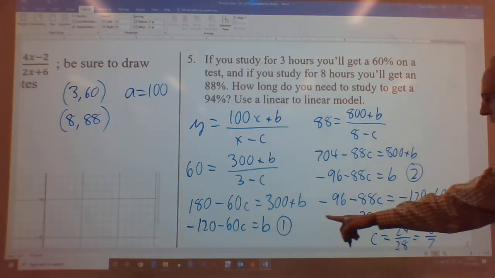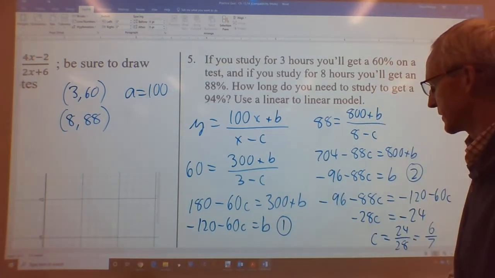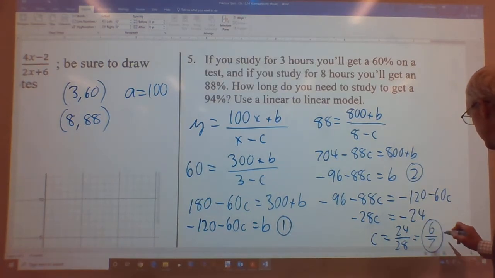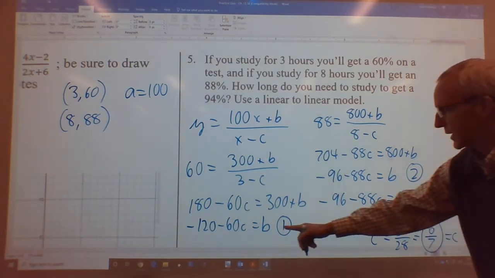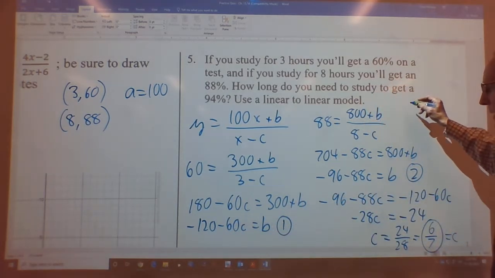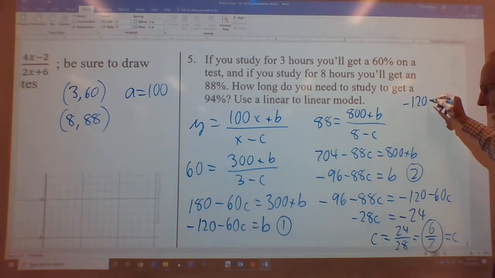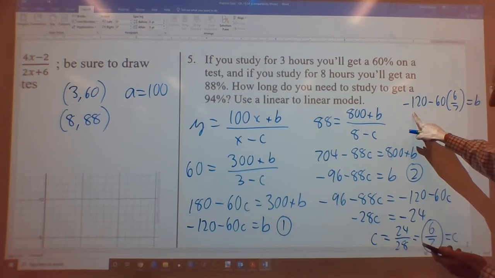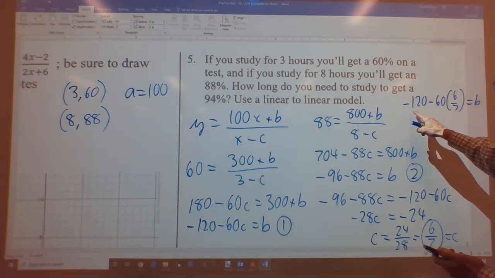Now b, we could use either one of these for b. This one's got smaller numbers, so let's use that one. So c is 6/7. We plug c as 6/7 into here. So negative 120 minus 60 times 6/7 is equal to b. Should I try to keep it perfect, shall we? That's kind of fun.